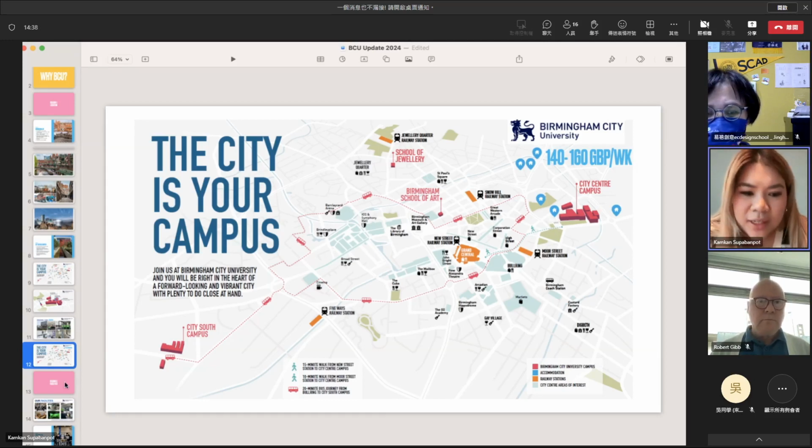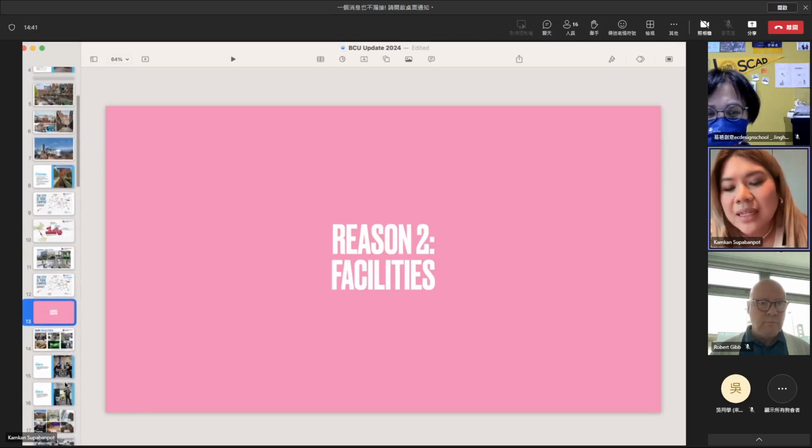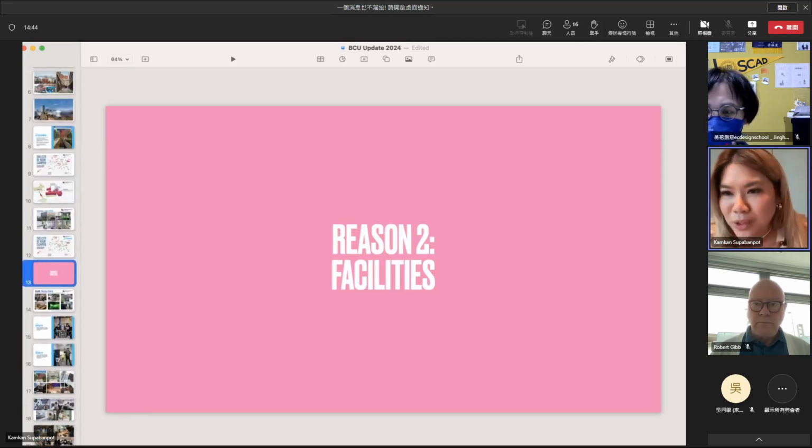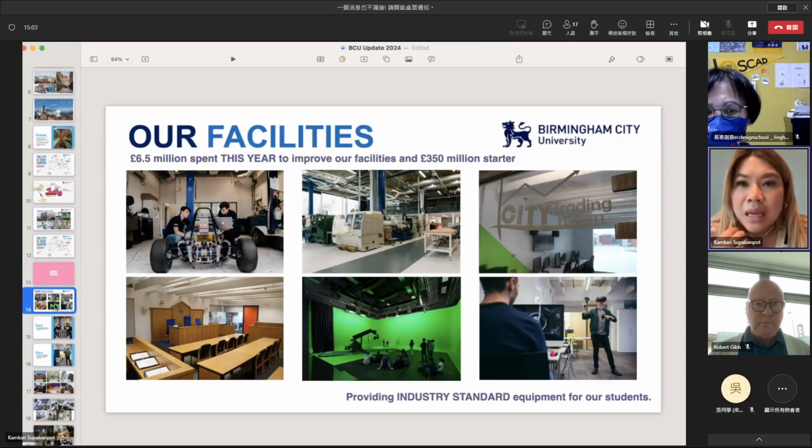Now, number 2 reason of why you should choose BCU is the facilities that we have on offer, which I'm sure that Rob will talk to you about as well. But for a lot of art and design students, you guys understand the need of having great equipment, having every single printer working, every single machine that allows you to do your design work. So BCU actually invests, right? We spend 6.5 to 7 million pounds each year just to buy you new equipment, update your software, so you have access to every single thing that the industry actually uses at the moment.